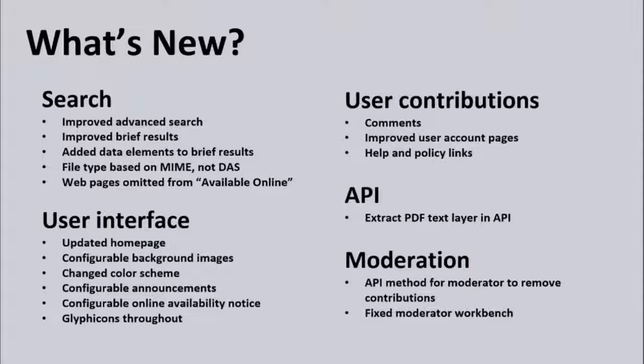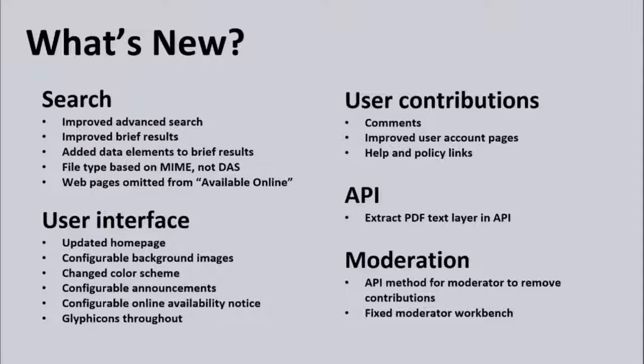We've improved the basis of the file types. This basically means that before the file types were manually entered and oftentimes inaccurate. Now, for digital objects, it actually pulls what the real file type is. We also cleaned up the available online tab in the brief results. We used to have both digital records and web pages in there, but we actually removed the web pages and left those in a separate tab just for web pages.